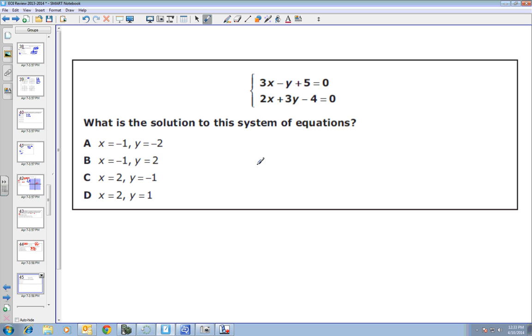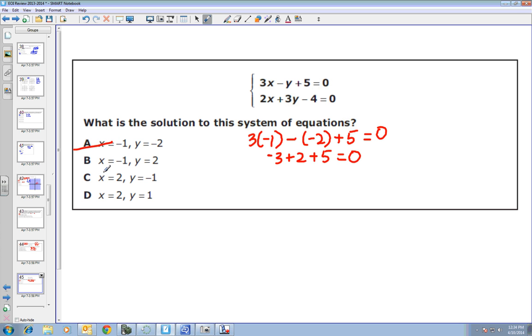So, do you want to just substitute the numbers in? Okay, so let's try A. For A, I would have 3 times negative 1 minus y, which is negative 2, plus 5, and I'm supposed to get 0. So that would mean negative 3 plus 2 plus 5 equals 0. That's not going to work, so I automatically can cross out A.